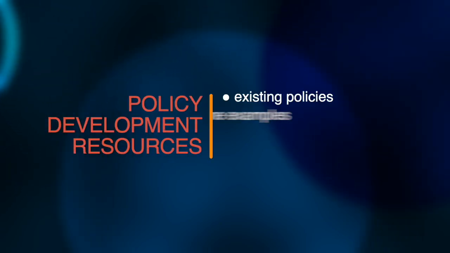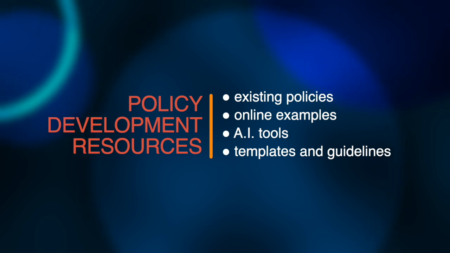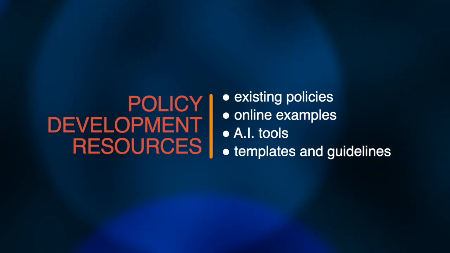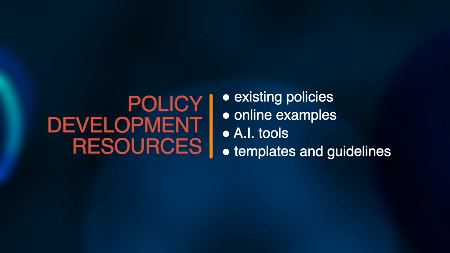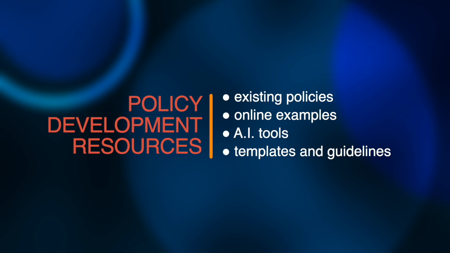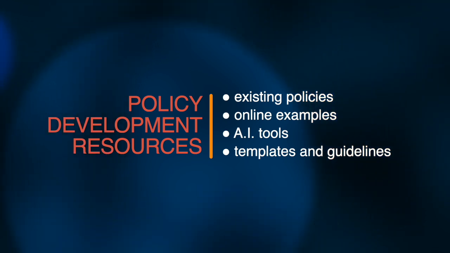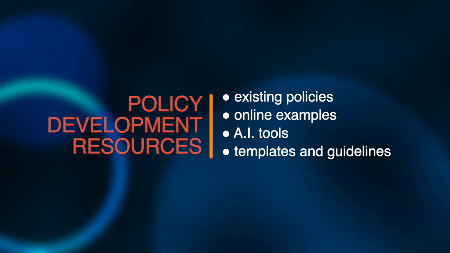The 4 resources that we've highlighted in your learner guide are existing policies. As mentioned, these are a great starting point for any new policy development. Next are online examples. In this case, if you haven't developed a policy in the past, you may seek out examples from other organisations that may be published online. It's recommended that you look for policies from organisations within your own industry sector to ensure relevance.